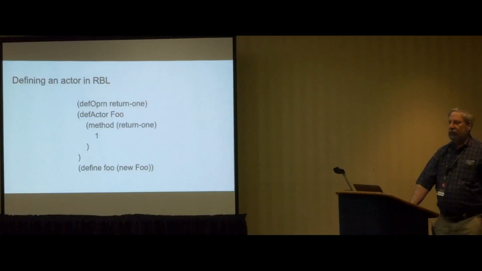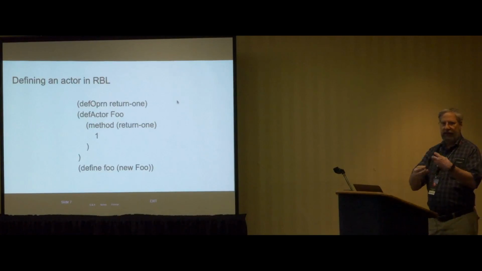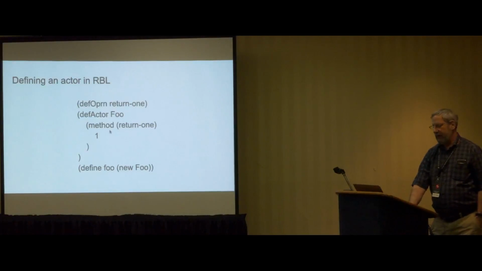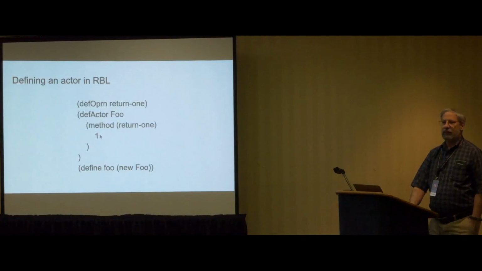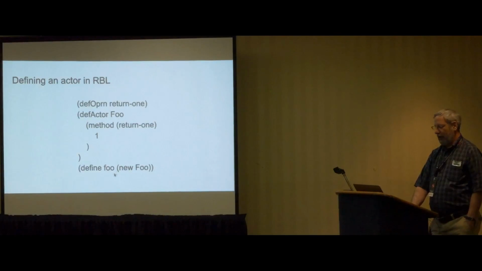Now, if we dive into RBL, we have an example here that we've created to show how this system works. We're defining an operation. We're defining an actor. And then within that actor, we're defining a method called return one, and it does something incredibly complex. It returns one, as you might have guessed. And then we're creating an instance of that actor and calling it foo.